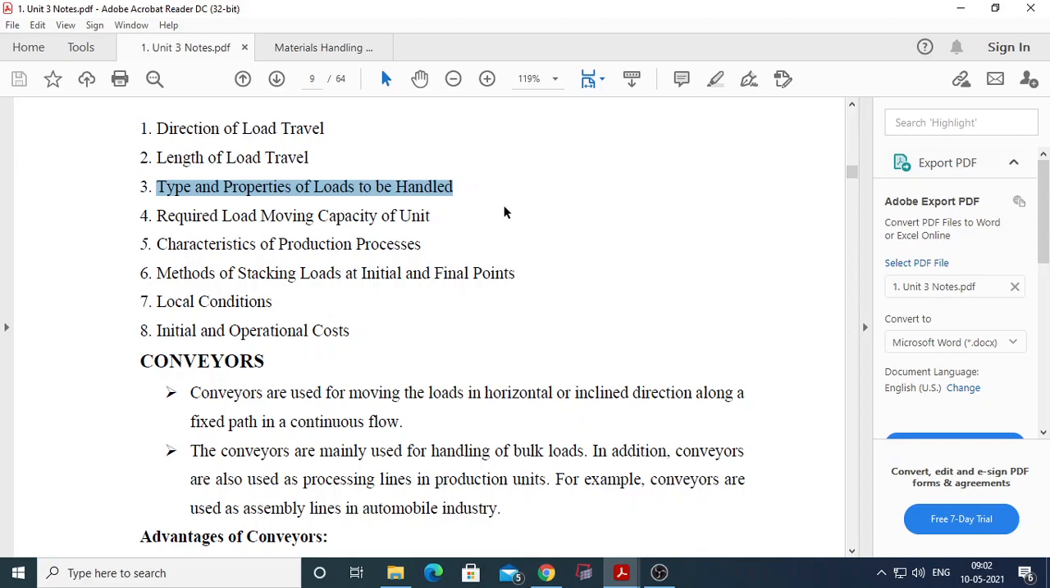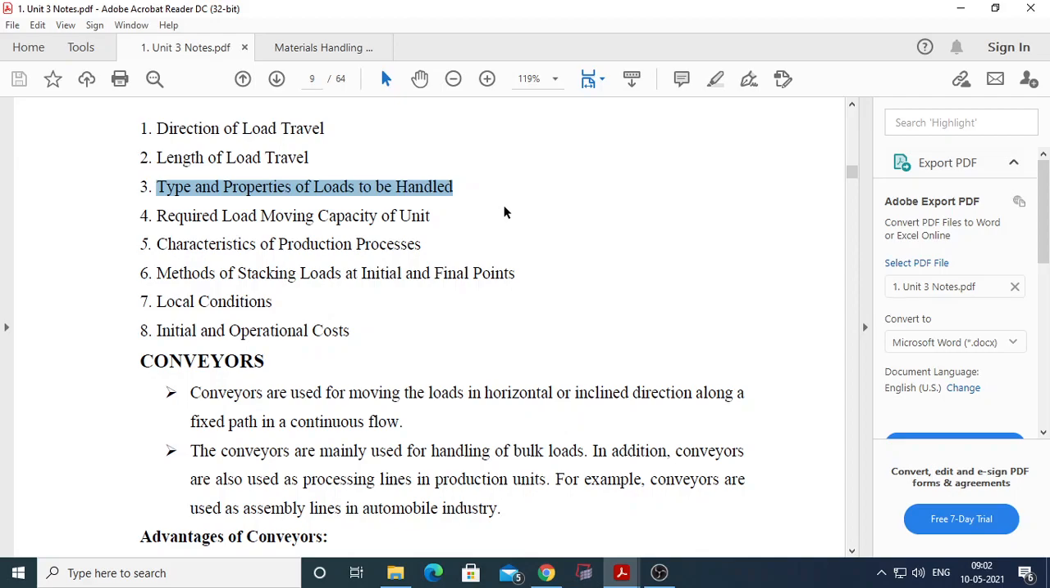These are all the properties that come under the unit load. Remember those properties, and as per those properties you have to choose the types of equipment.